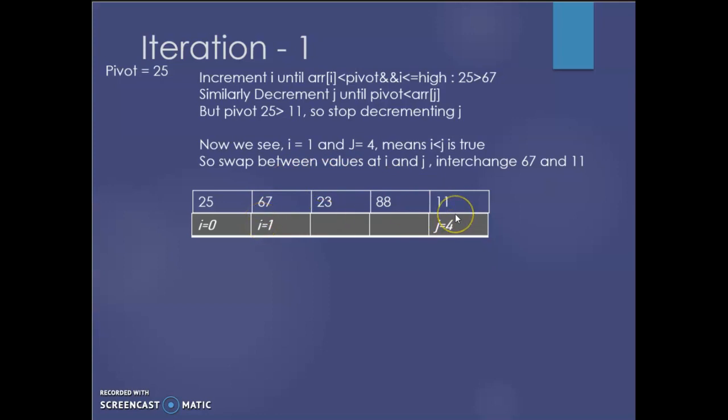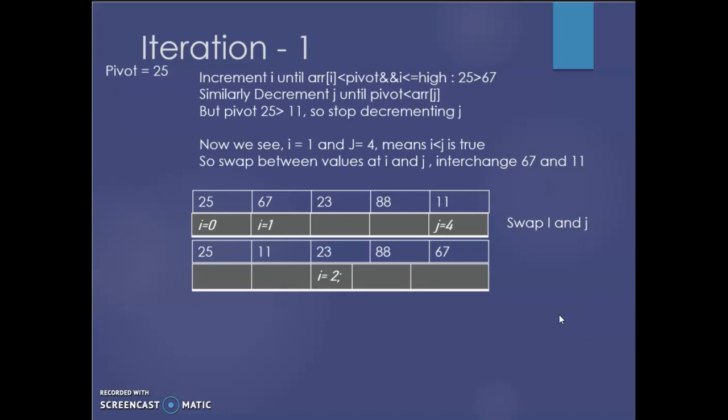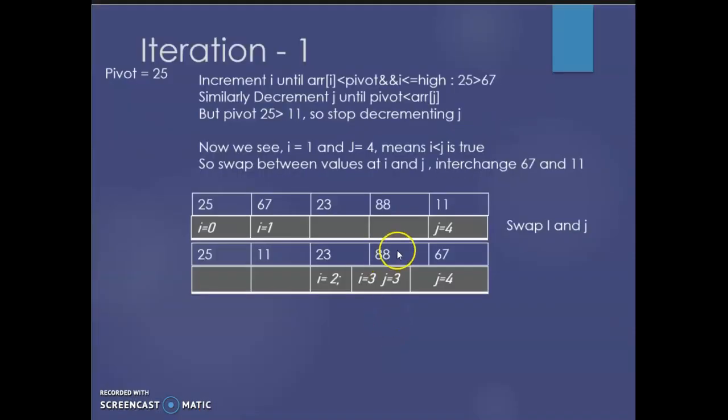What we have seen in our previous slide is if I is less than j, we need to swap between I and j. That means I need to perform a swap operation between I and j, and further my value will be 11 here and 67 here. Now again I proceed and check if my 23 is less than 25. Yes, so I have incremented this. Again my 88 is greater than 25, so once again I can increment the value of I.